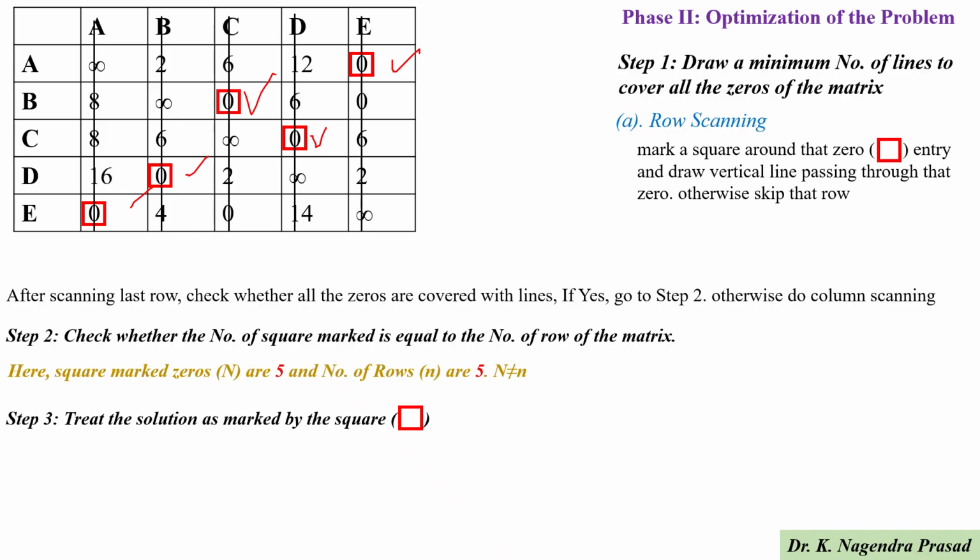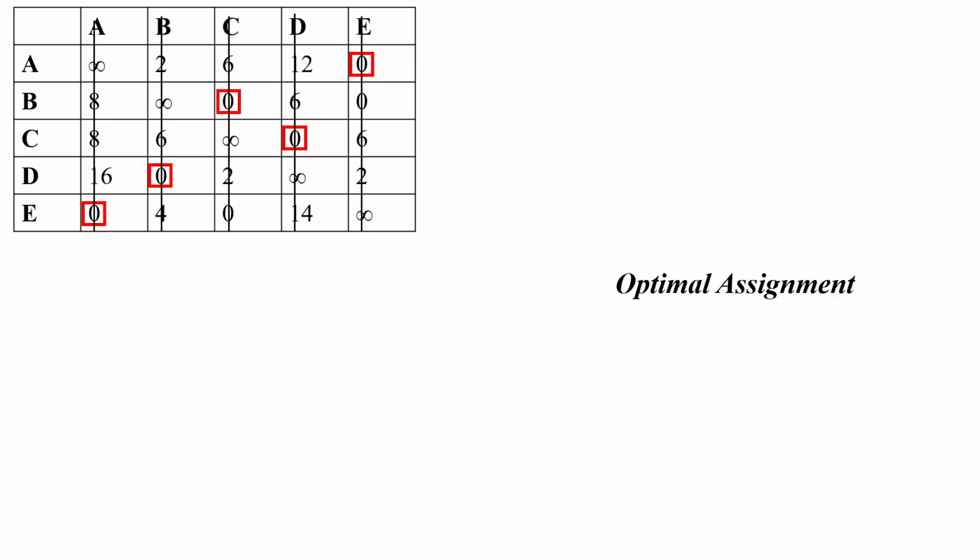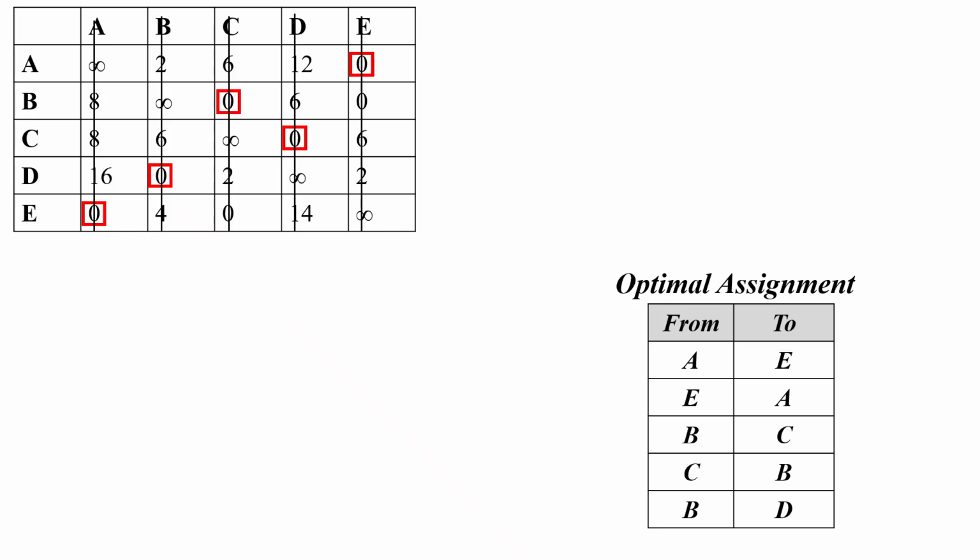Then step 3 is treat the solution as marked by the squares. So the optimal assignment will become A to E, and next E to A, then B to C, C to D, and D to B.